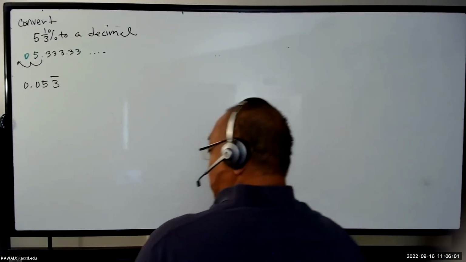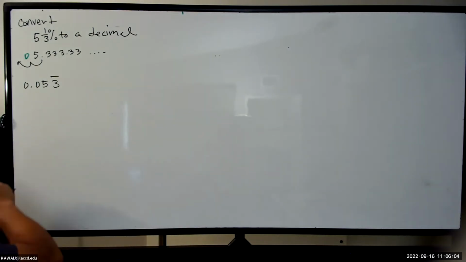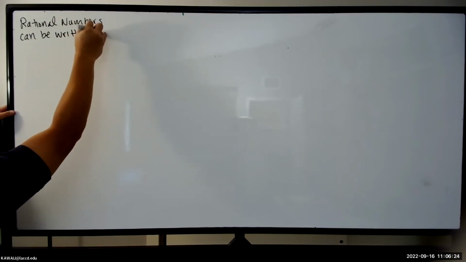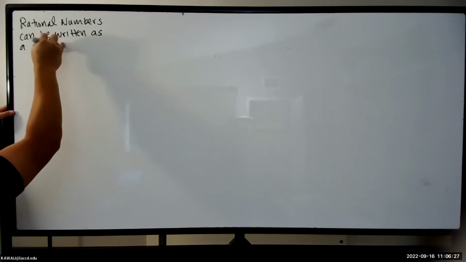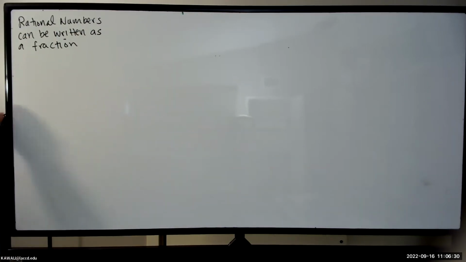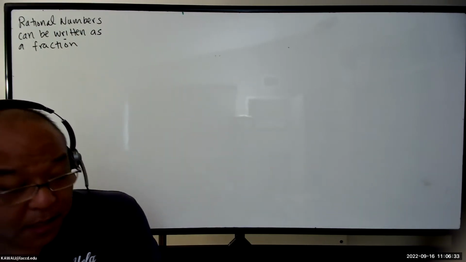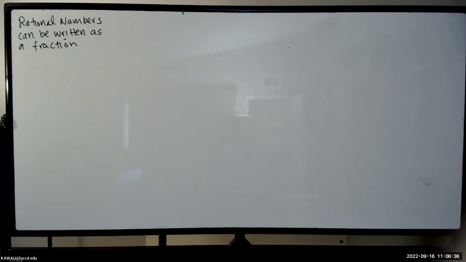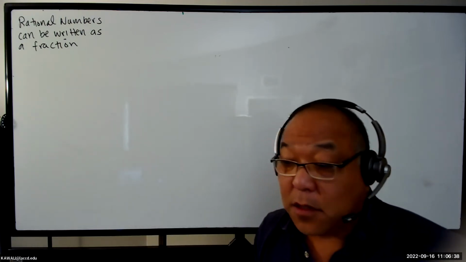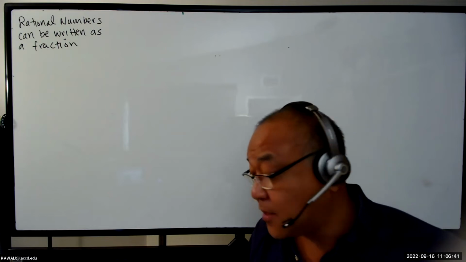Let me erase it. Let me start it from over here. Okay. Rational numbers can be written as a fraction. So it doesn't mean that it is a fraction. It means that you can convert it into a fraction. So it could be a decimal that you can convert into a fraction.